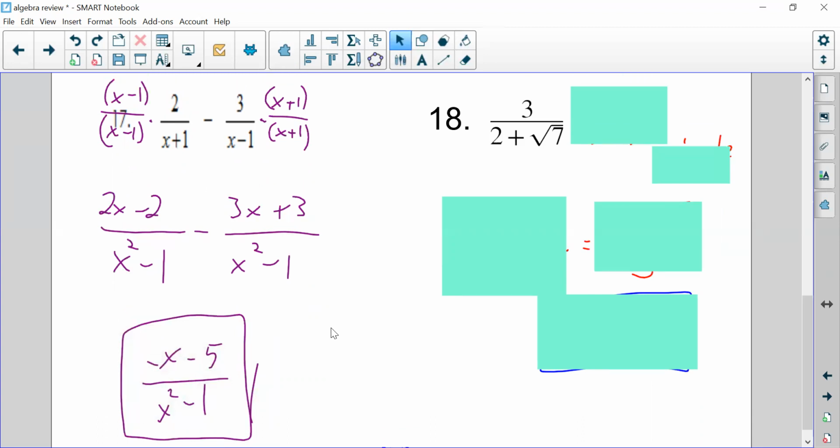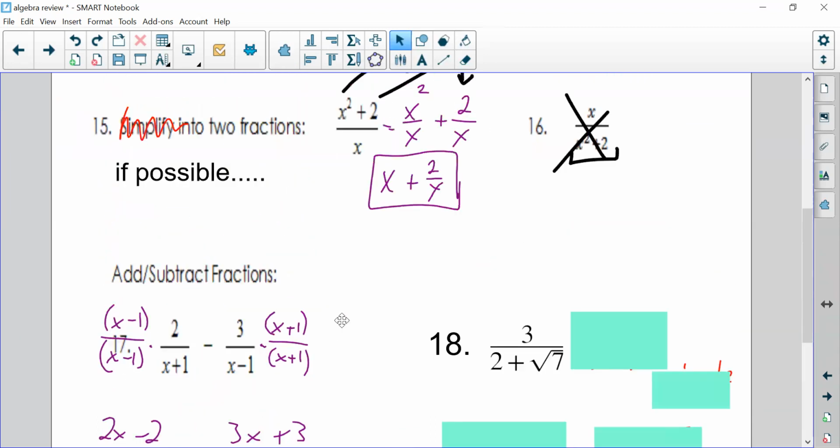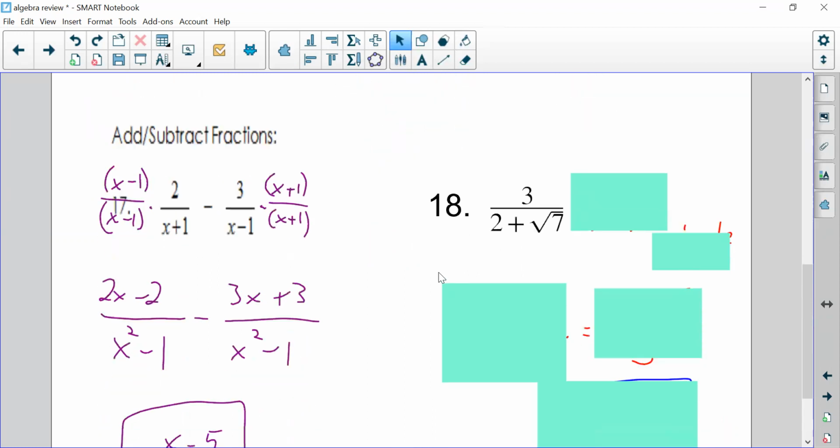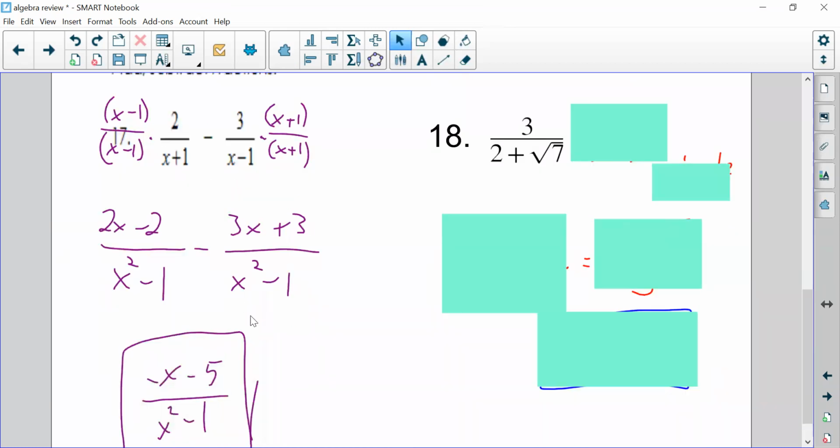So again, the big picture is, in these last two examples, in number 15, you could take one fraction and split it up into two fractions. You can do that when you split the numerator. You cannot split the denominator. In problem 17, you had two fractions that you converged into one fraction. This is just by getting a common denominator and adding them up.